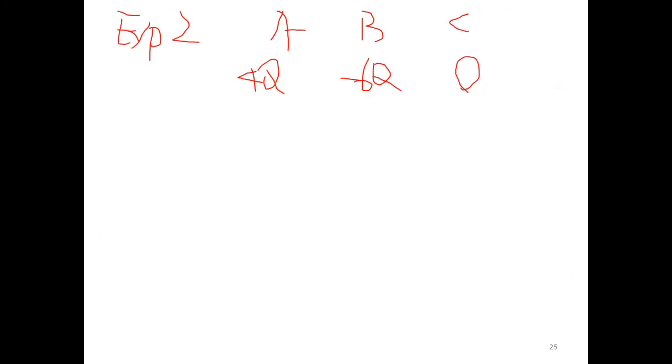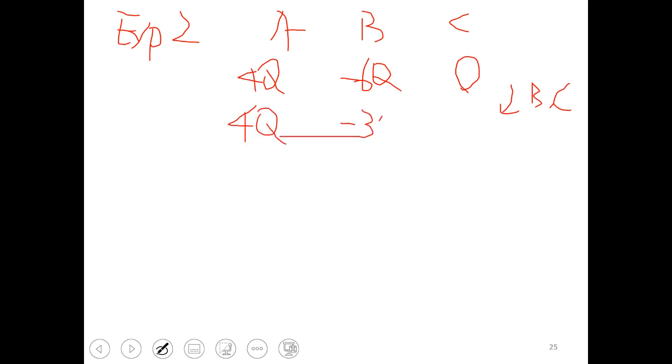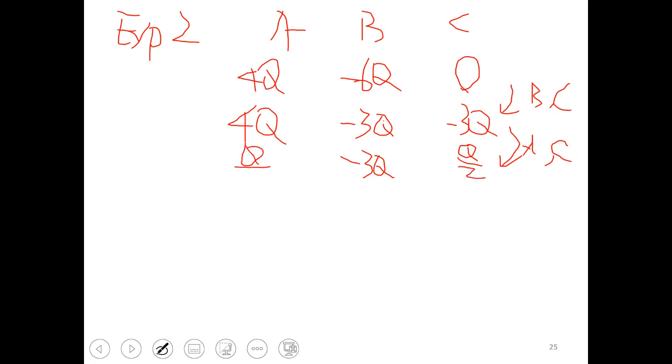So the order changes. First B and C touch. A doesn't change, and then B and C become minus 3Q, minus 3Q. And then they separate, and then sphere C touches sphere A. A and C have totally Q, so both will have half of Q in the end.